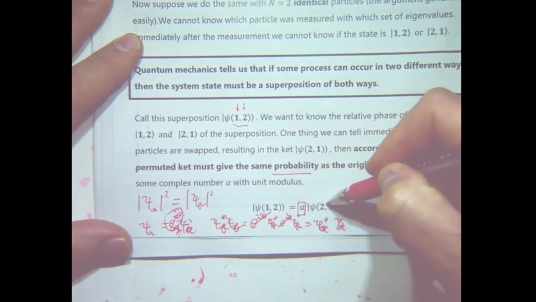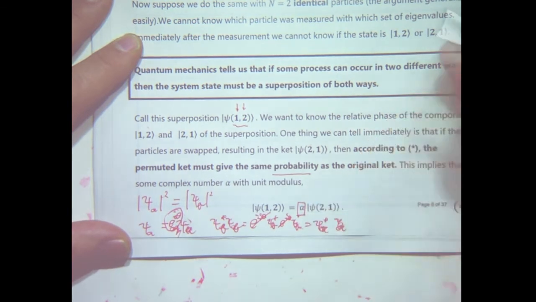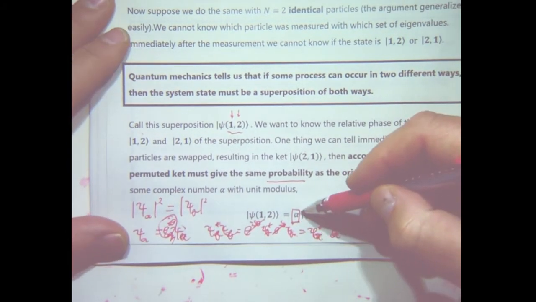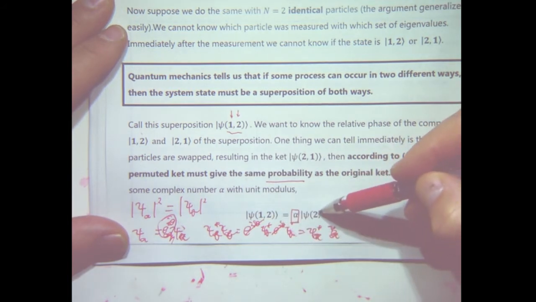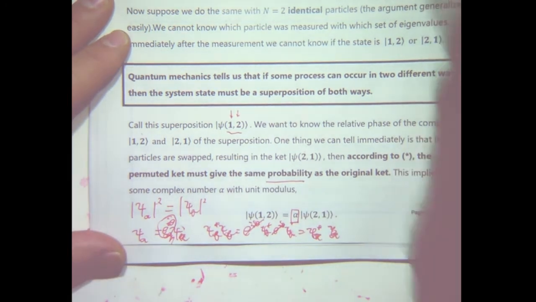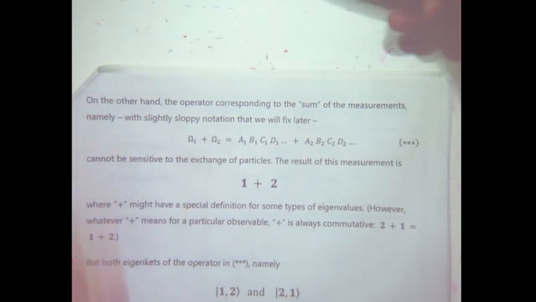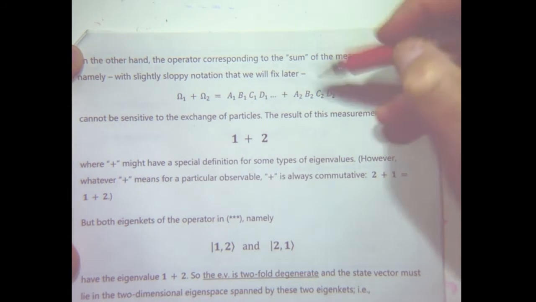So these are basically parallel states, except that they have different length. Well, it doesn't make sense to call it a length because alpha is complex, but they are dependent vectors.